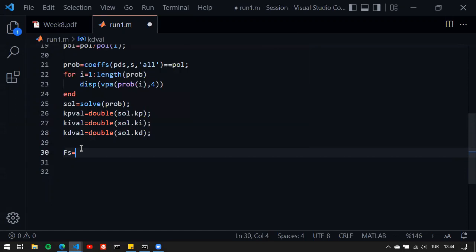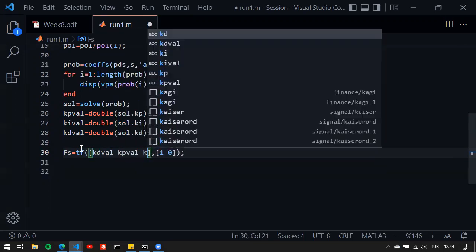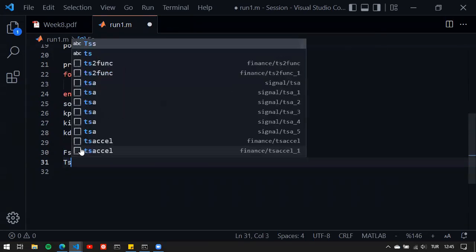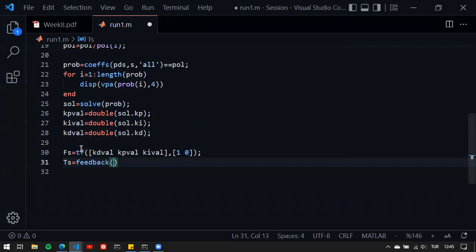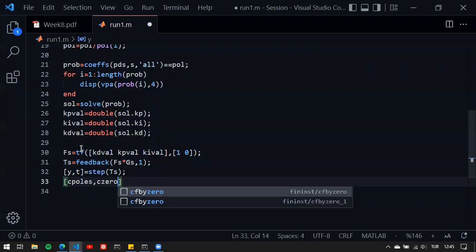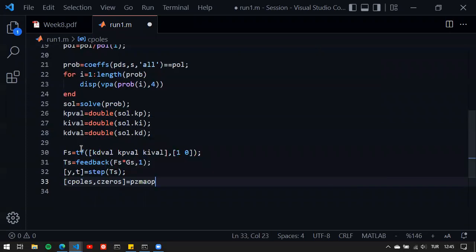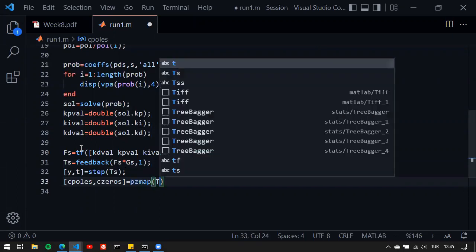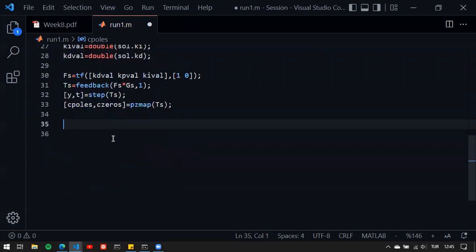So since we have that, what we can do is go ahead and define our controller. This is Kd, Kd val, Kp val, and Ki val. And then a closed loop, of course, feedback, s times Gs, comma 1. Now, let's also acquire the step response here, and close your map, because we will use a figure here and show the results.